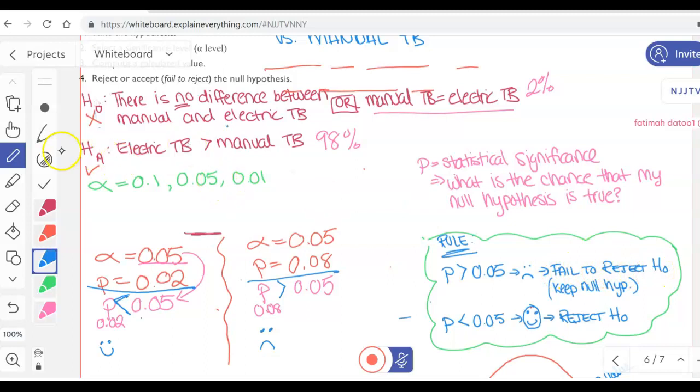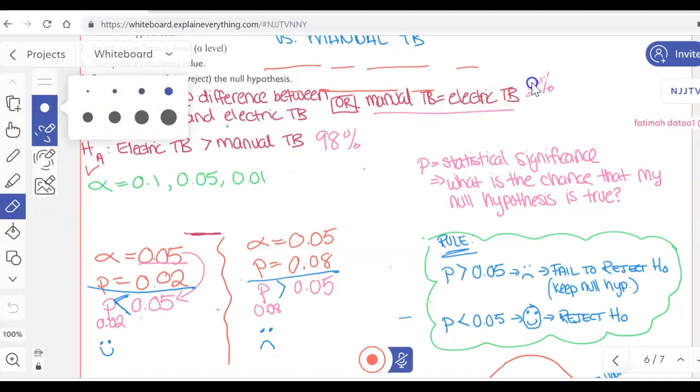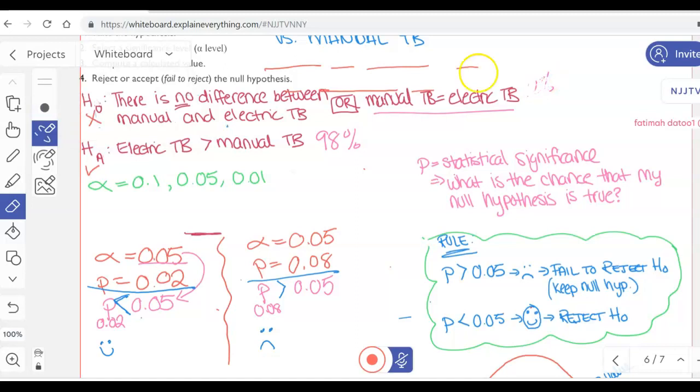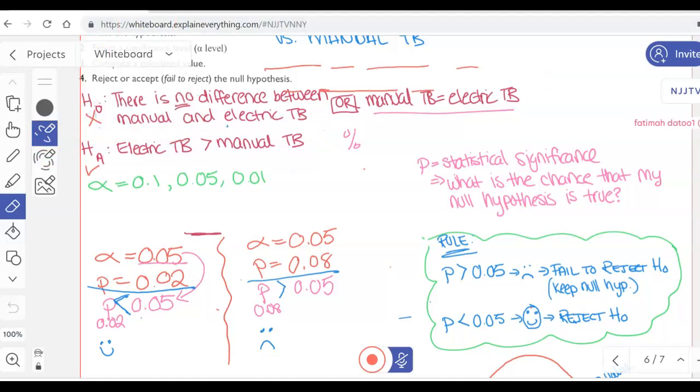So what does this mean? So I'm just going to bring up my eraser here. I'm going to erase this over here. Okay, I think I need a bigger eraser. Let's do that. Okay, so what does this mean now?